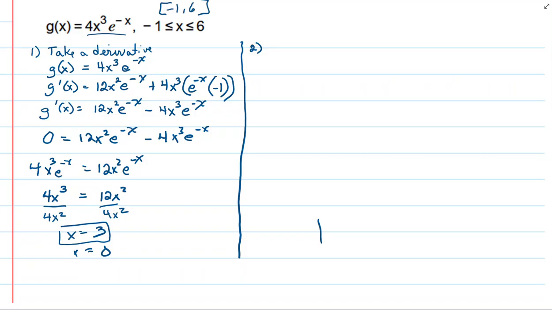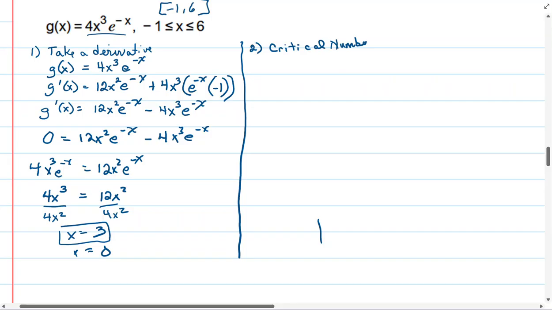Now, where did the e to the negative x equals 0 happen? It was because I factored out the e to the negative x. All right, guys, and both of those lie within that domain. So now I have my critical numbers. They all lie in that closed domain.